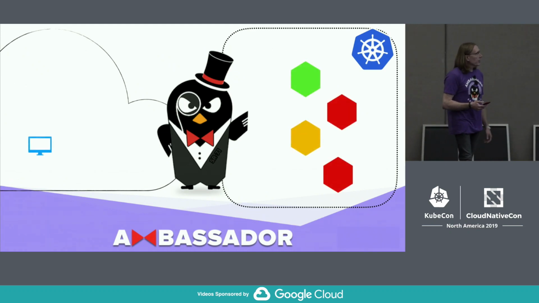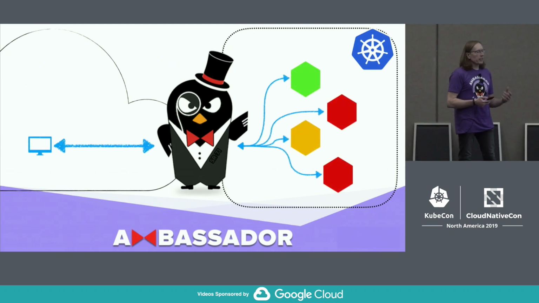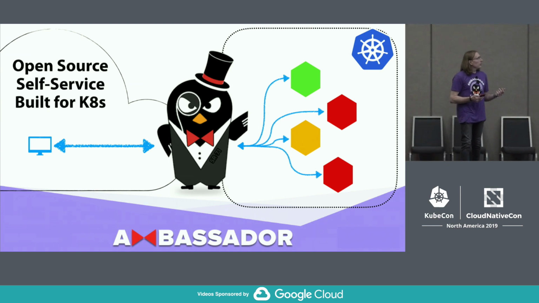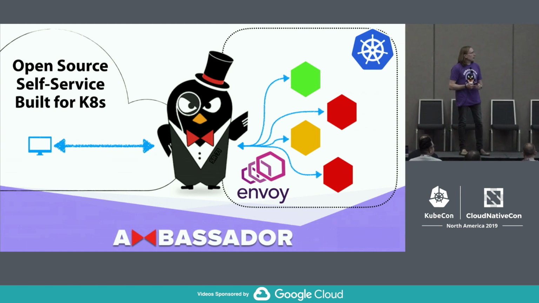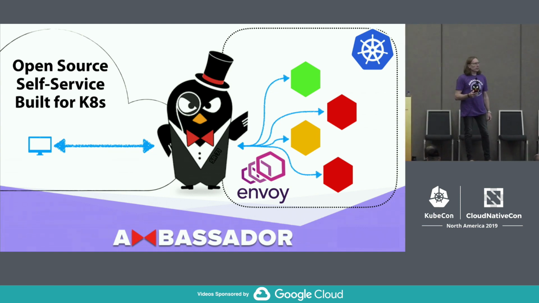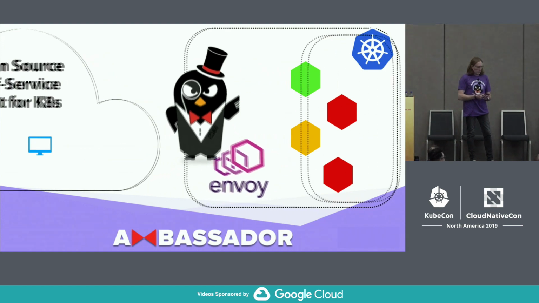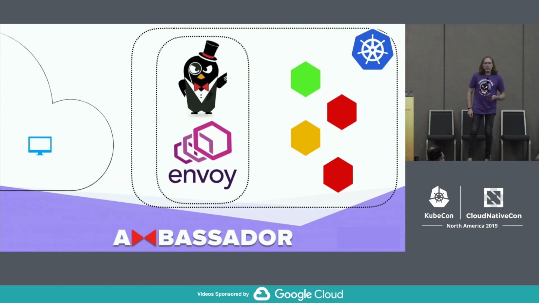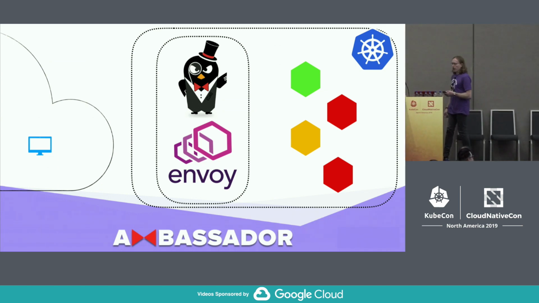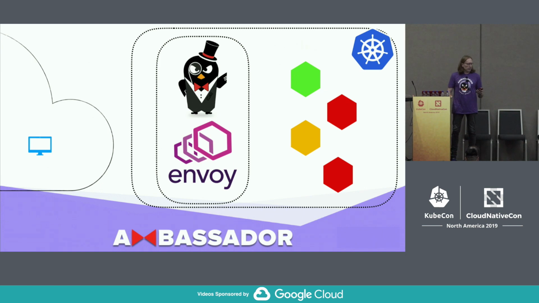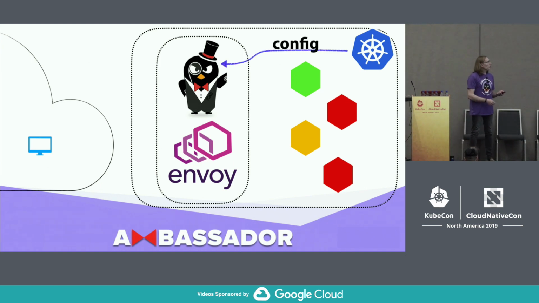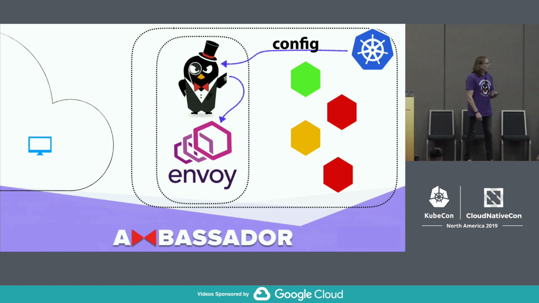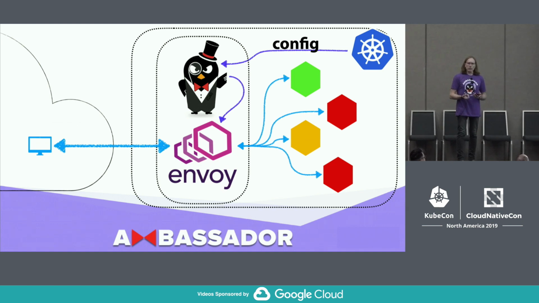Its purpose in life is to sit between the internet and your Kubernetes cluster and mediate access between the internet and the services running in your Kubernetes cluster. It is open source. It is self-service. It's built for Kubernetes on top of the Envoy Proxy. And unsurprisingly, if we take a look under the hood, it's a little bit more complicated than that first picture. What we actually have is Envoy and Ambassador running together in a Kubernetes pod. Ambassador's configuration lives in Kubernetes. It reads it from Kubernetes resources. It generates the Envoy config corresponding to what it sees in those resources. And then Envoy is the one that does all the heavy lifting of moving data around for you.